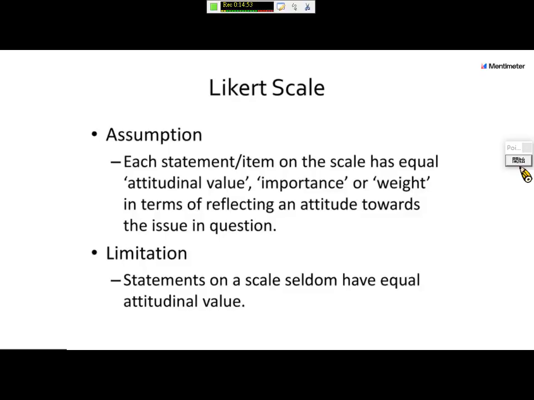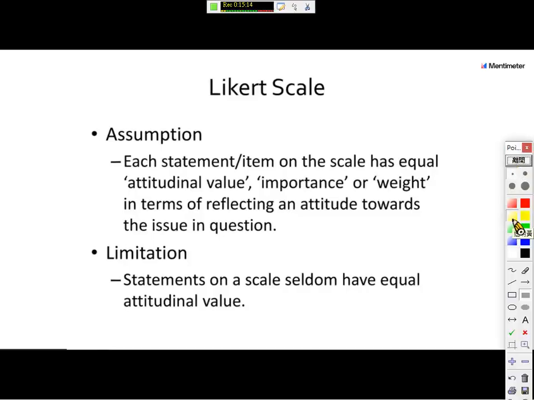Likert scale. Most of the time, I believe you have been sent some kind of survey by your friends or online, right? Most of them are Likert scale. They ask you to choose 1 to 5. That's it, Likert scale, right? So there's an assumption for this. It emphasizes that each of the statements or items on the scale has equal attitudinal value, importance or weight, in terms of reflecting an attitude towards the issue in question.